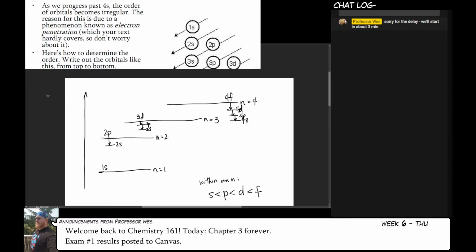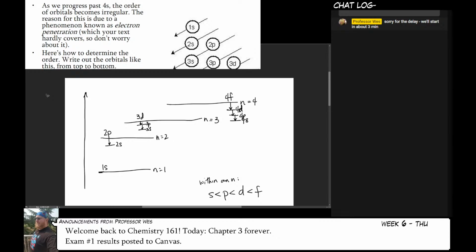So the reason that these orbitals look like this, where S is lower than P, which is lower than D, which is lower than F, is due to that phenomenon that I mentioned, electron penetration. The gist of electron penetration is, due to nodes, there is a probability that your electrons will be closer to the nucleus for the S orbital than for the P orbital. And because your electrons can sneak past the nodes and then be closer to the nucleus, they're lower in energy. And so we rate them slightly lower in energy.